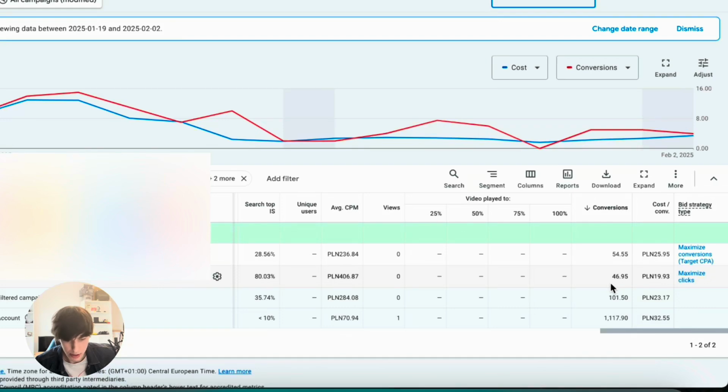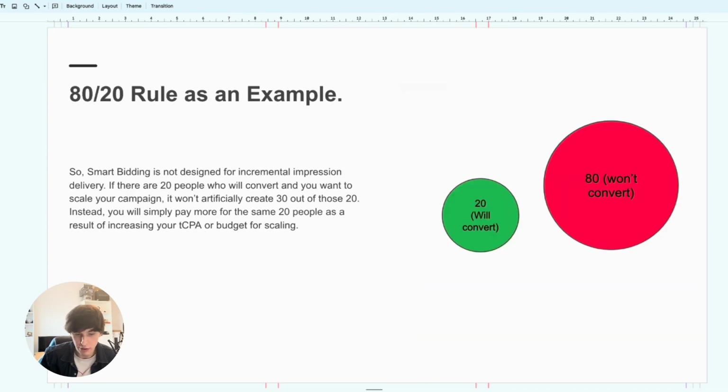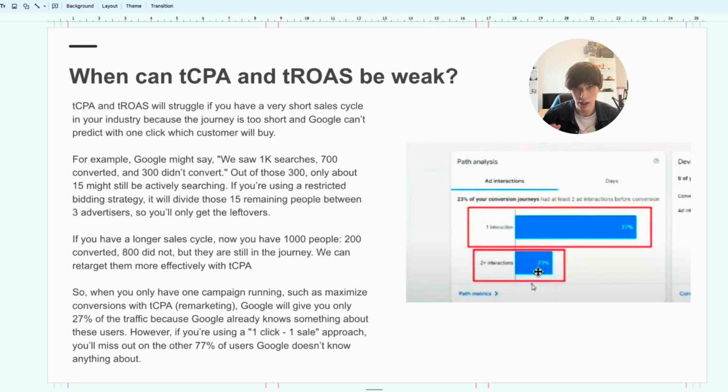And this campaign exact match keywords has 46 conversions. So let's talk about Google Ads auctions, and there are two auctions. You won't artificially create 30 out of those 20 people. This data, past interaction with ads, website and apps, search history and keywords. It's a strong signal that you have to use target CPA or target ROAS.